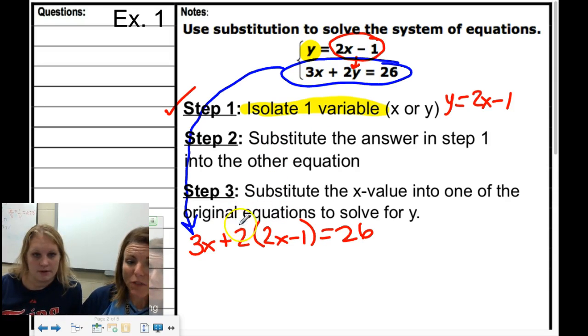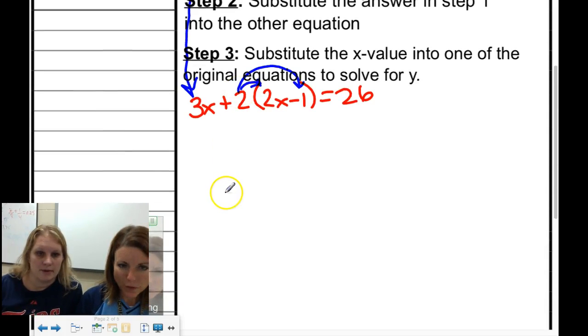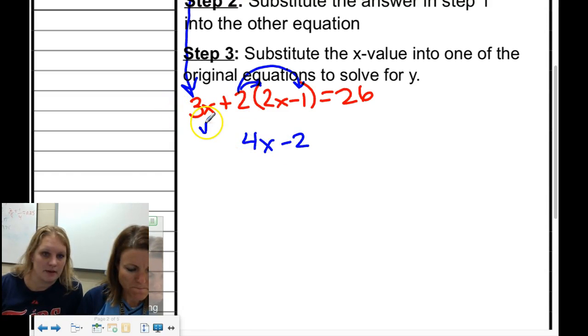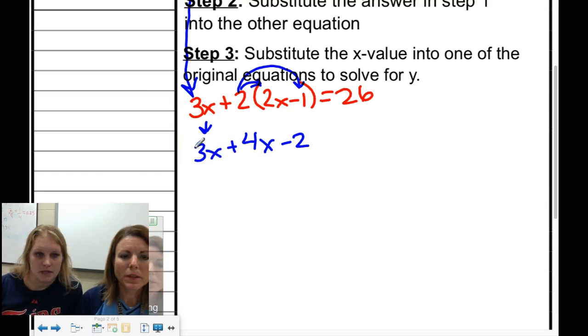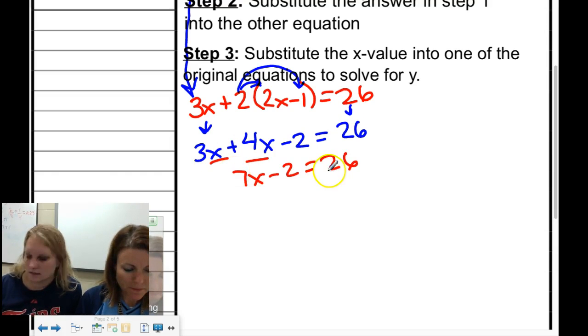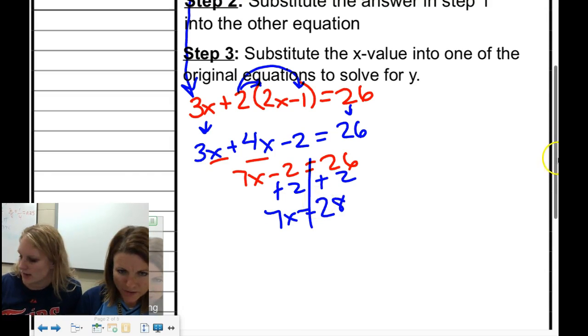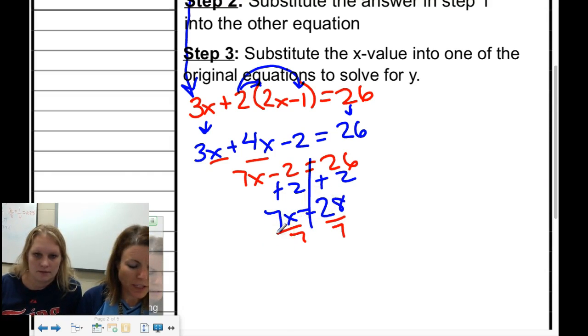Now we're going to solve that. Should I scroll down a little bit for more room? There we go. Now I need to do the distributive property. I got 4x minus 2, and I bring down my 3x plus it, equals 26. Now it's just basic algebra, combine like terms. I have 7x minus 2 equals 26. Add 2, and I get 7x equals 28. And we know that x then equals 4, because you divide both sides by 7.